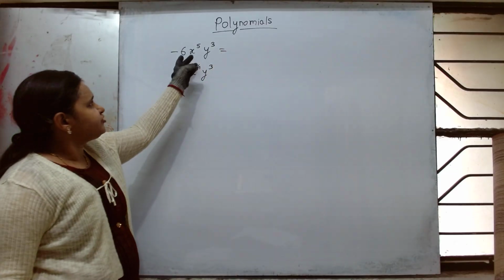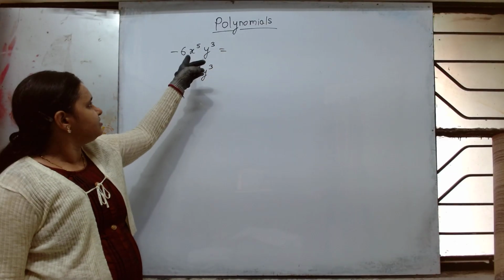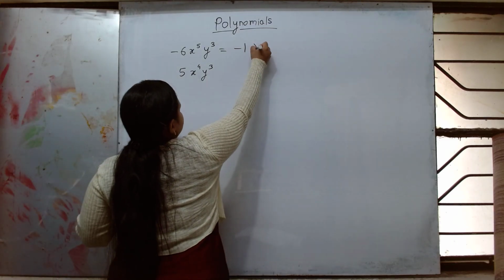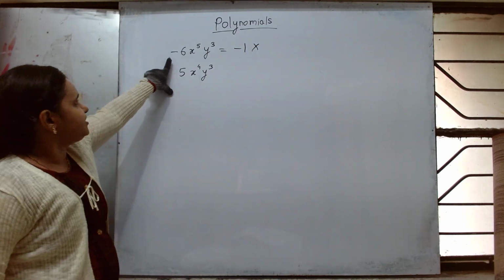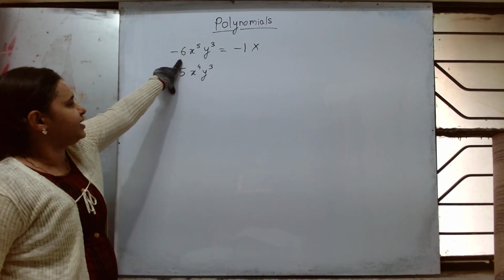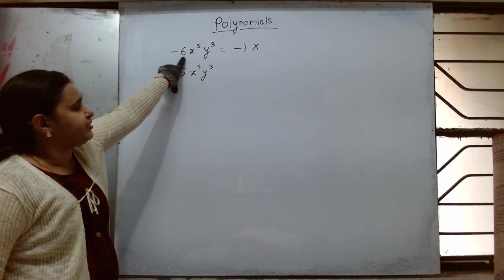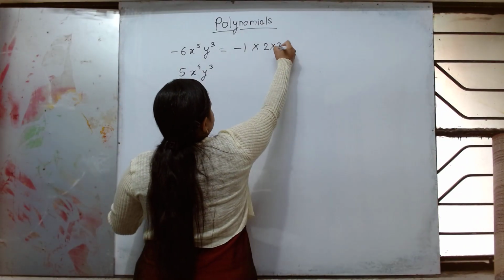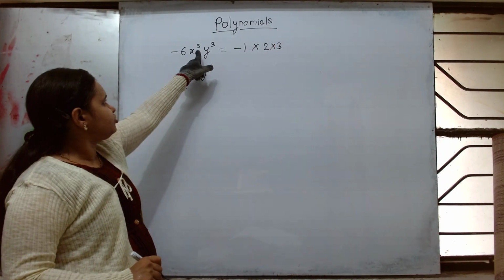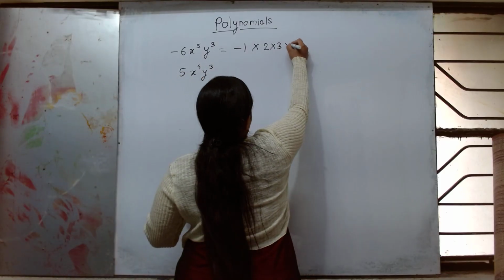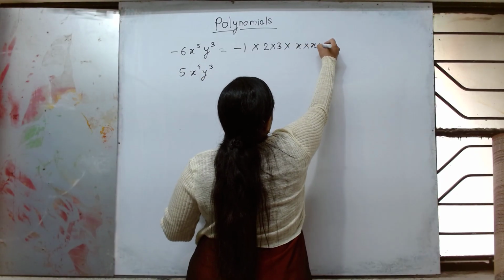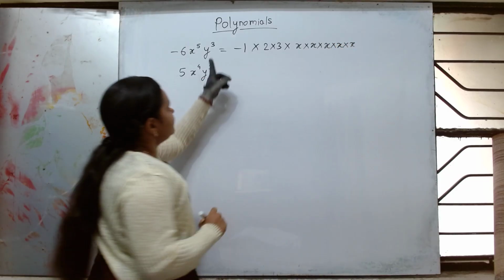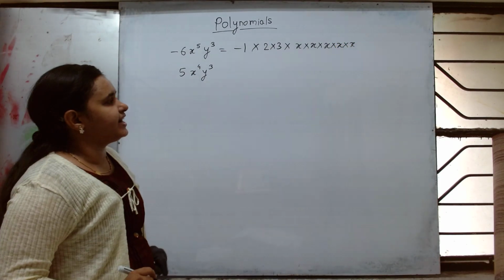So the factors for the first polynomial will be, it is minus, so we will write minus 1. Again it is minus 1 multiplied by 6, that is minus 6. The factors of 6 are 2 into 3. Again x is raised to 5, so we will write x 5 times. And y is cube, so we will write y 3 times.